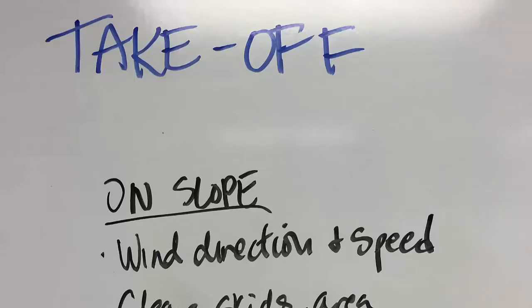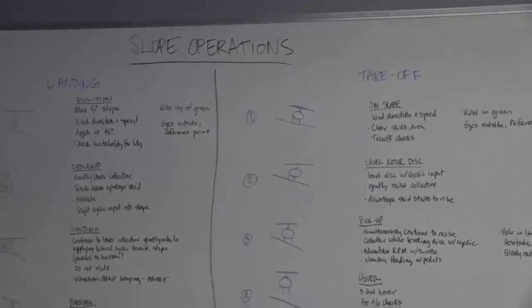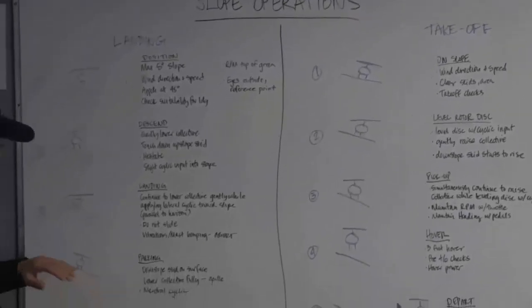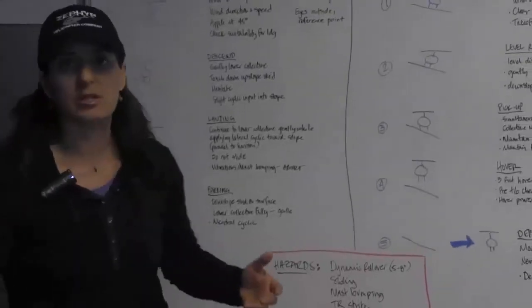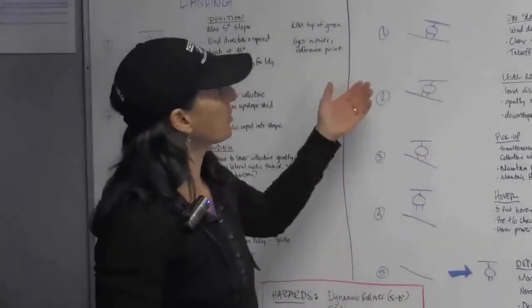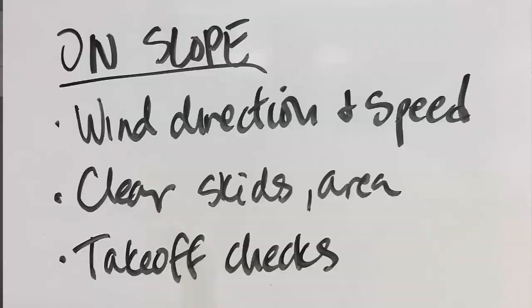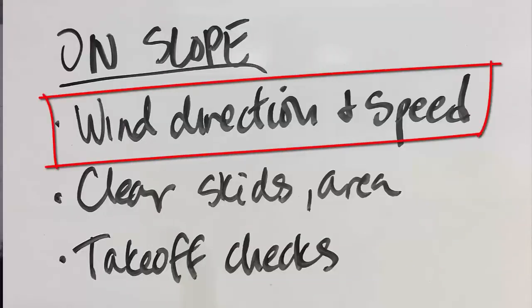So now we're ready to take off. This is kind of where we left off here, where you have full weight on the skids and your rotor disc is level with the slope rather than the horizon. You're going to again note your wind speed and direction. It may have been a few hours since you've been on the ground. Things can change, as you know. Don't assume that it's exactly the same conditions as it was when you got there.